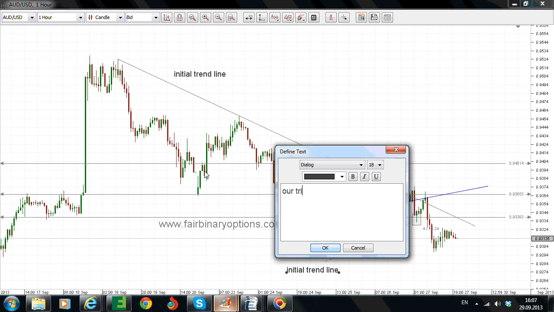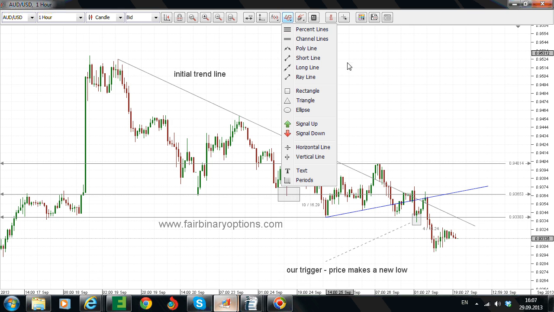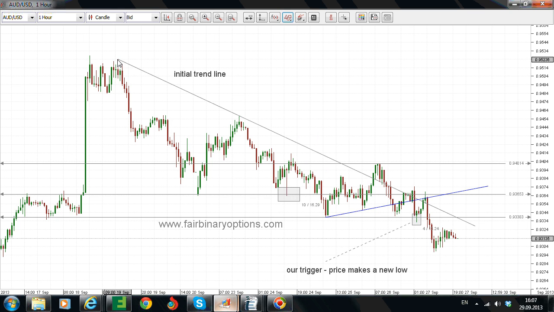So our trigger, price makes a new low. By the time price makes a new low, this changes our initial trend line from this area to the previous high, and the new trend line and the true trend line of the trend should be from the previous high. So the highs remain the same, but we are not connecting the next lower high, but we are connecting this high that has just been validated by this break to the downside here.